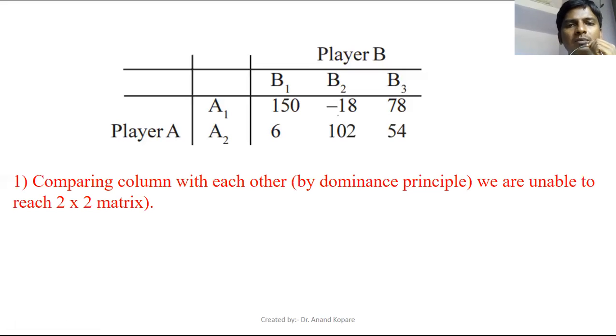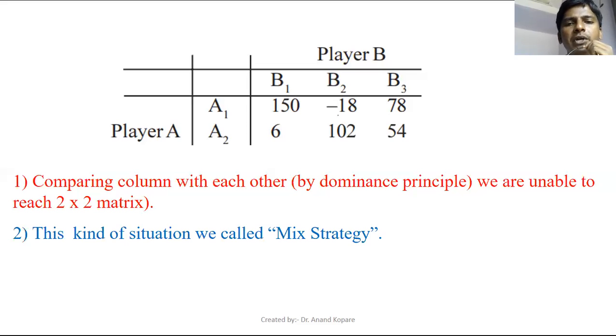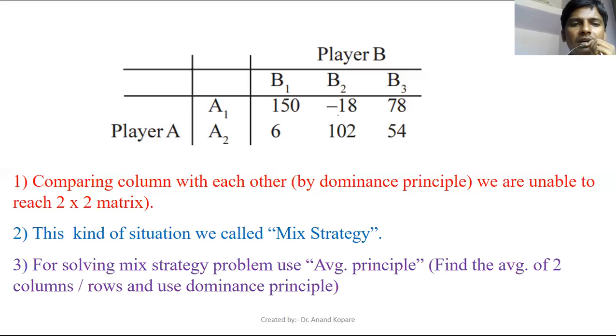So if the problem or situation is like this, where by comparing columns with each other by dominance rules or principle we are unable to reach a 2 by 2 matrix, so what to do? This kind of situation we call mixed strategy. So we have to do something with mixed strategy to convert the entire matrix into a 2 by 2 matrix. Then what to do? For solving a mixed strategy problem, use the average principle.